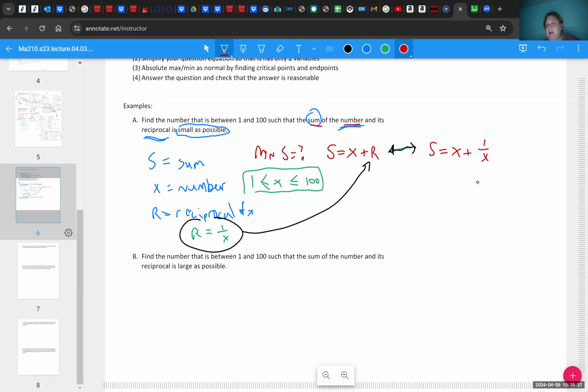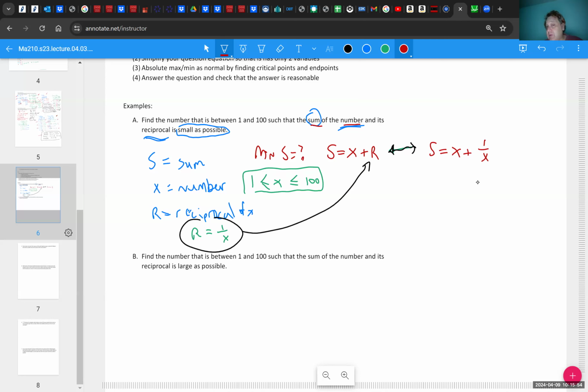So that's my equation for the sum. That's what we're trying to minimize, the sum. And it only involves two variables, x and s. So s would be like my y variable, x is my x variable. That is an equation with two variables. And now we can finish the problem.